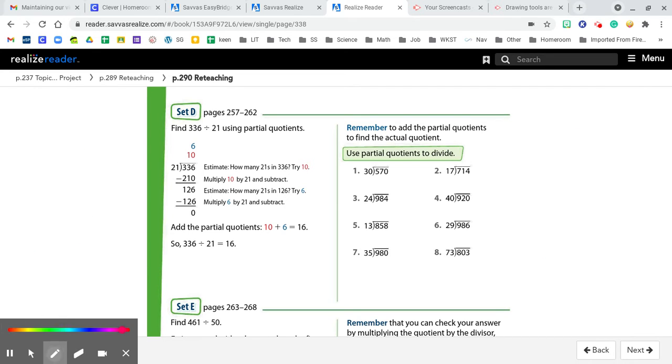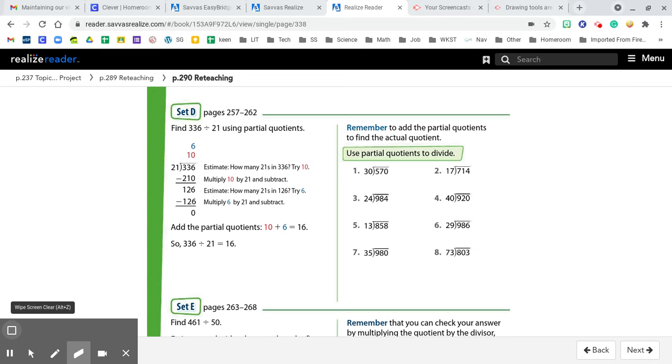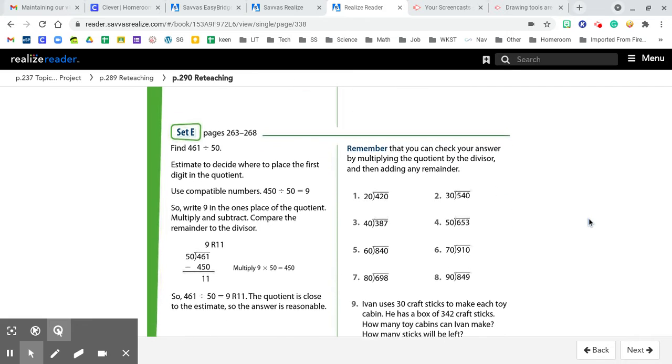And last one here, number 8, 73 goes into 803. And you know 73, this is a good one for using our partial quotients because we can get that real fast. 11. And partial quotients can sometimes get you the answer quicker than using the algorithm. So that was set D, and I know that's a lot. That's why I only have you doing half of them.